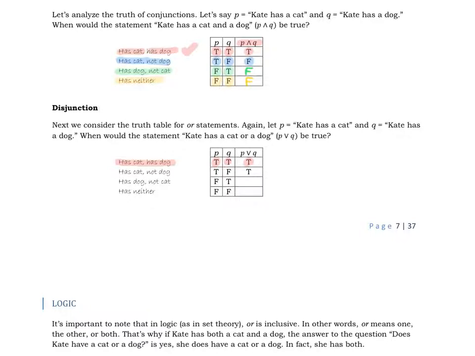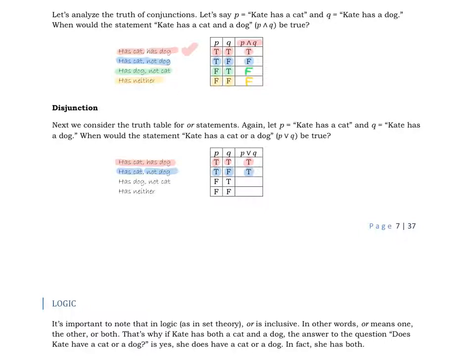Let's say it's true that she has a cat, but it's false that she has a dog, so she doesn't have a dog. Would it be true or false to say Kate has a cat or a dog? Well, it would be true because she has a cat. You don't have to have a dog in order to have a cat or a dog. You can have one or the other, and you could have both.